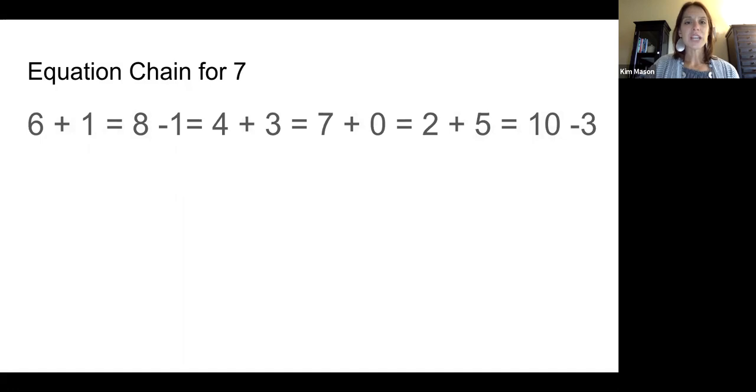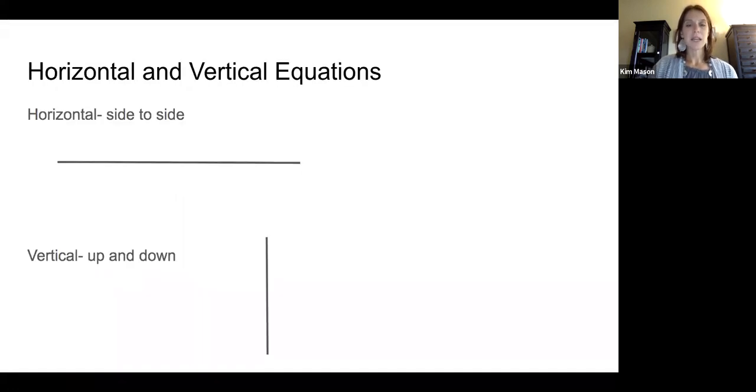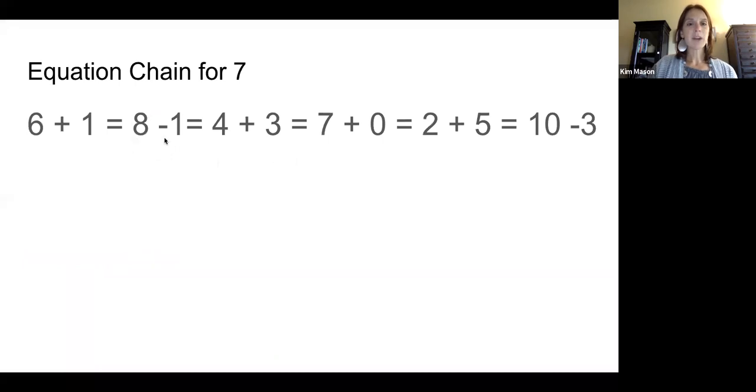Every single part is equal to 5. Here's an equation chain for 7. You can see, once again, there are the equal signs. When we have the equal sign, each part is equal to 7. You can use addition, you can use subtraction. Every single part is equal to 7.